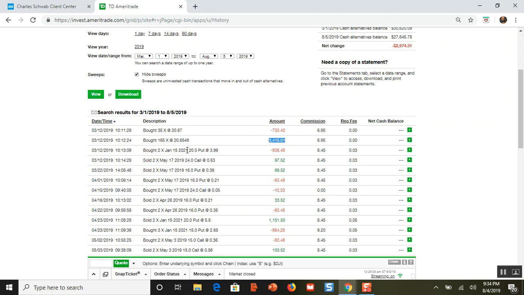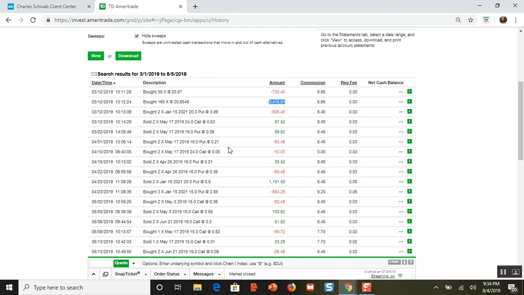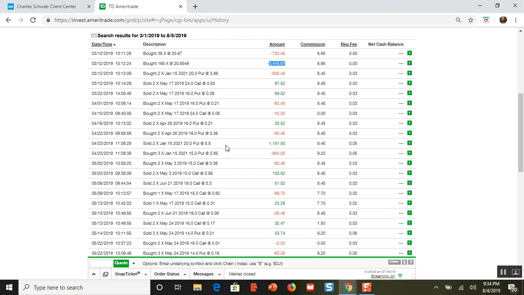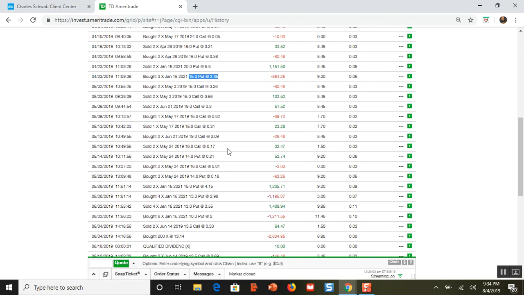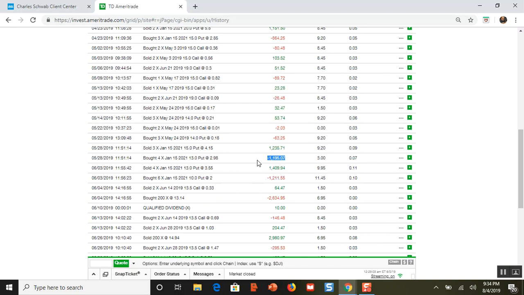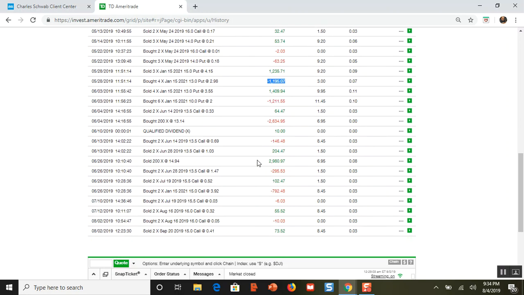$20.66, and then I started out with $20 puts. 2 of them, spent $3.99 a contract, and then Steel started going down, and so I started selling puts and opening new puts, and so I sold to close those $20 puts right here, and then I bought to open 15s right here. Steel kept going down, and so I sold to close the 15s right there, bought to open the 13s. Steel kept going down, so I sold to close the 13s.